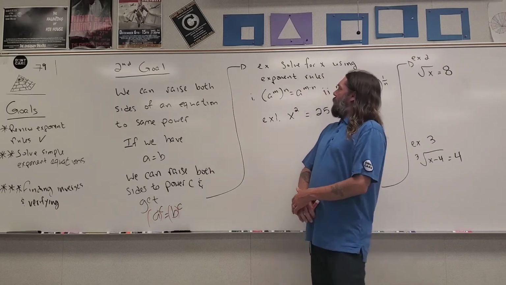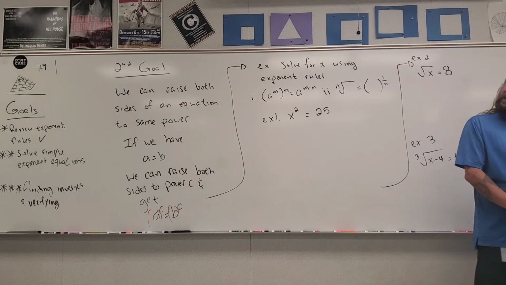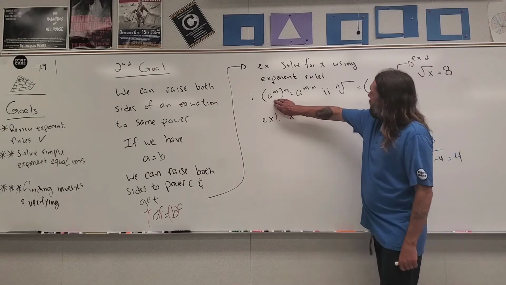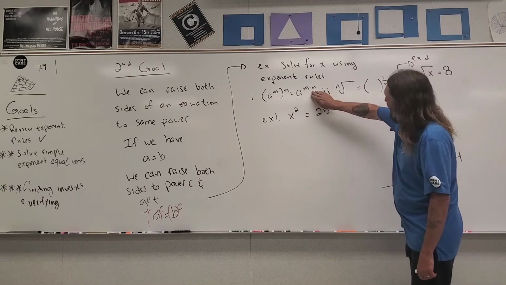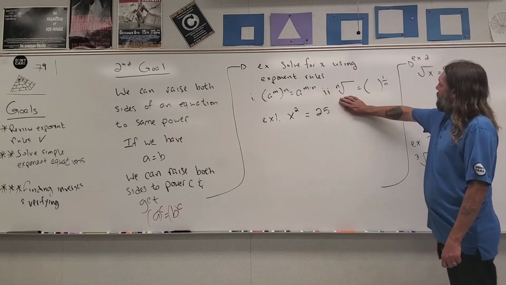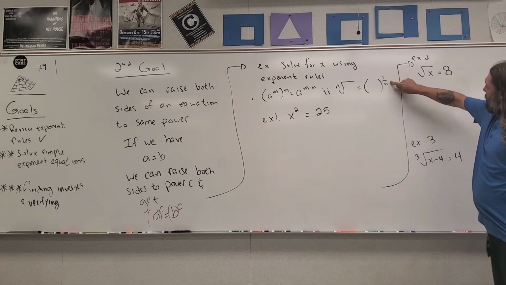All right, so I like to solve for x using our exponent rules. Remember, we have two exponent rules. A to the power m to the n power is a to the power m times n. And the second rule is the nth root is equal to that number to the 1 over n power.